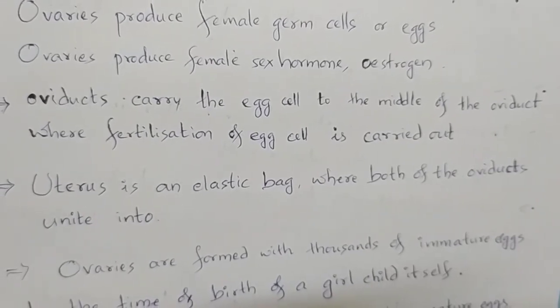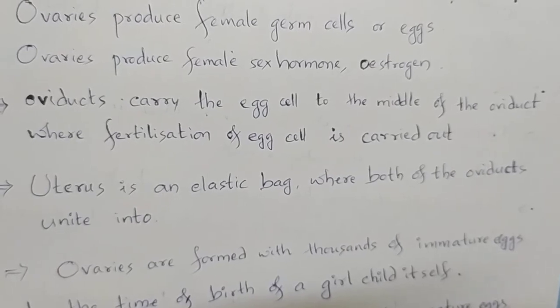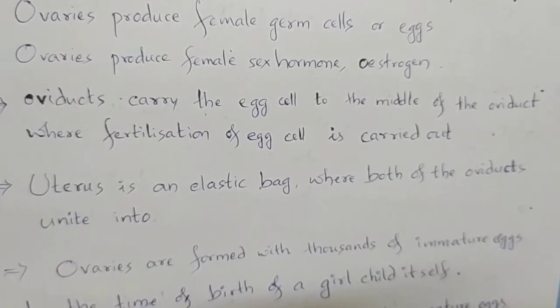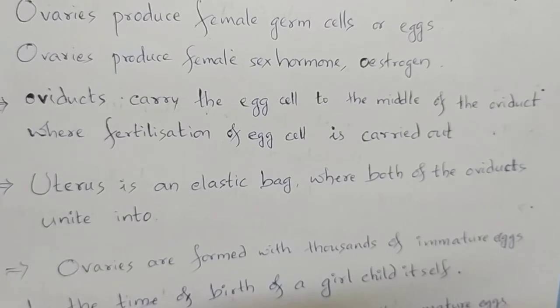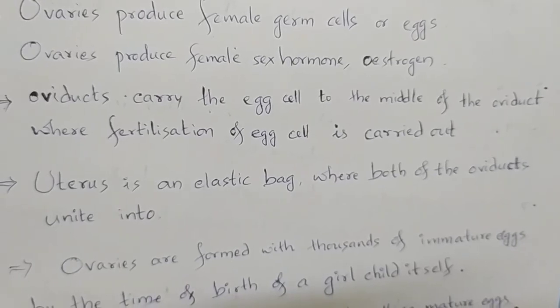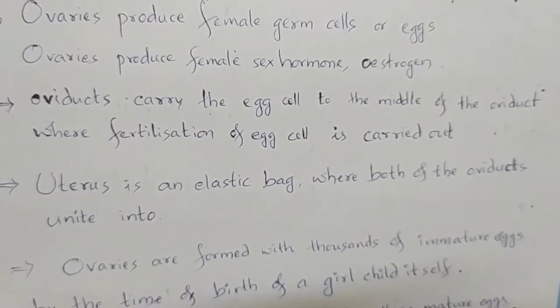So, how many ovaries are there? A pair of ovaries. And what do they do? They produce female germ cells or egg cells. And what other purpose do they serve? Ovaries produce the female sex hormone estrogen.